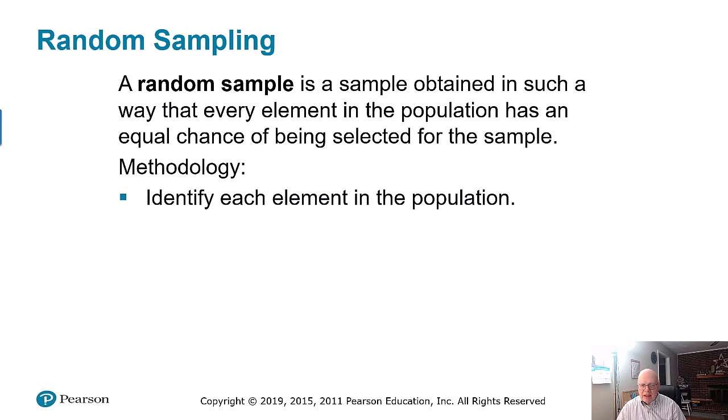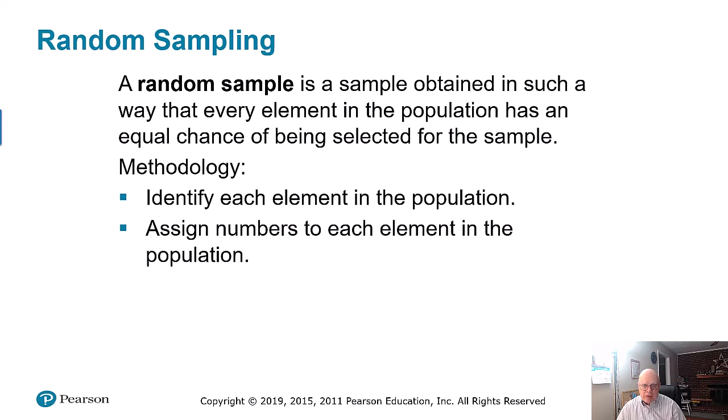How do you do that? Identify the elements in the population. What does the population look like? What kind of things or people are in the population? You can assign numbers to every element in the population. For example, if you've got 7,000 people in the city, just assign a number to each person. You're not calling them by numbers, but you're assigning them just to keep things organized.